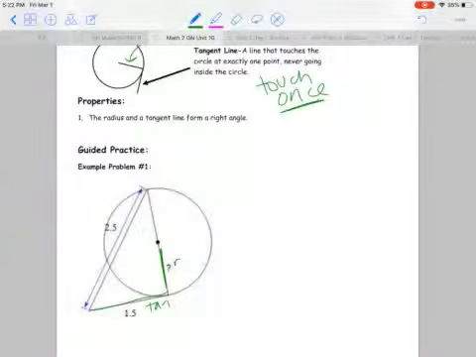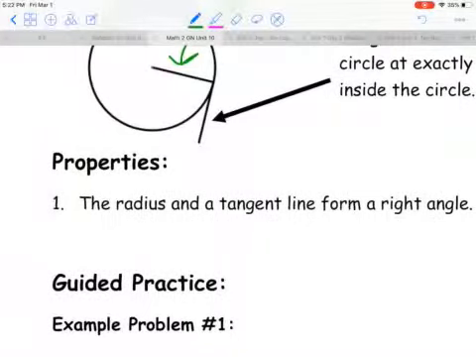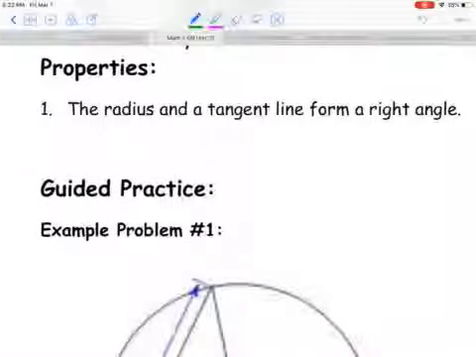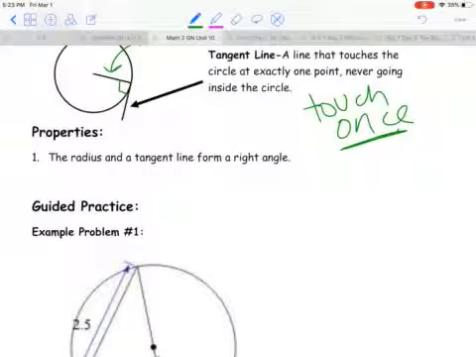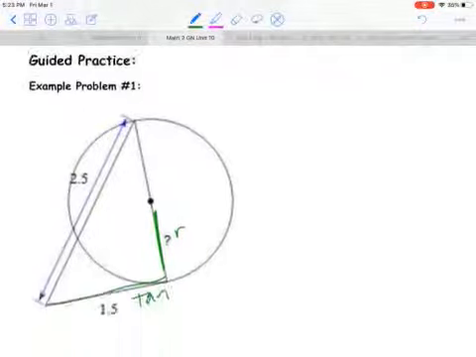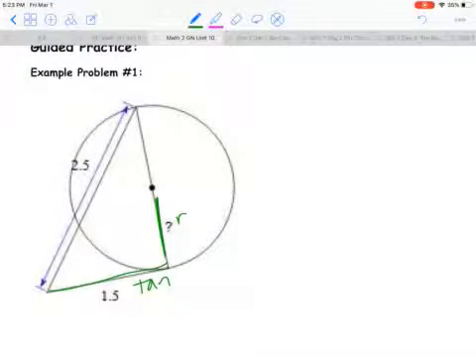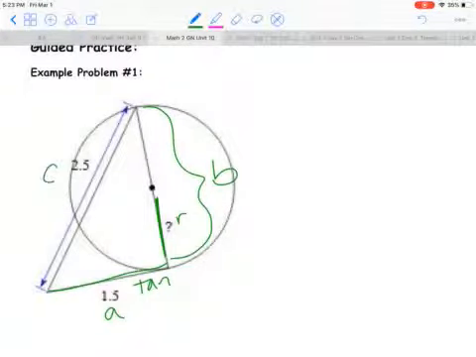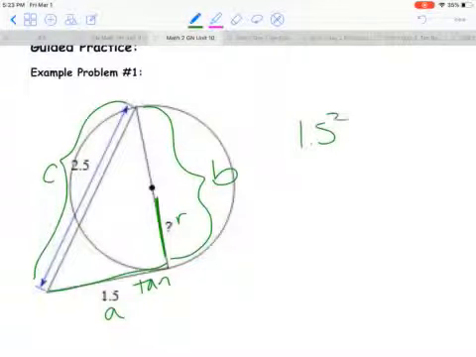And we know that a radius and a tangent will actually form a right angle. It's a cool property. So if you have right angles, you can connect those lines to make a Pythagorean theorem problem. So on this problem right here, we have A, this whole thing is B, and we have C. Make sure it's the whole thing. So 1.5 squared plus B squared equals 2.5 squared.